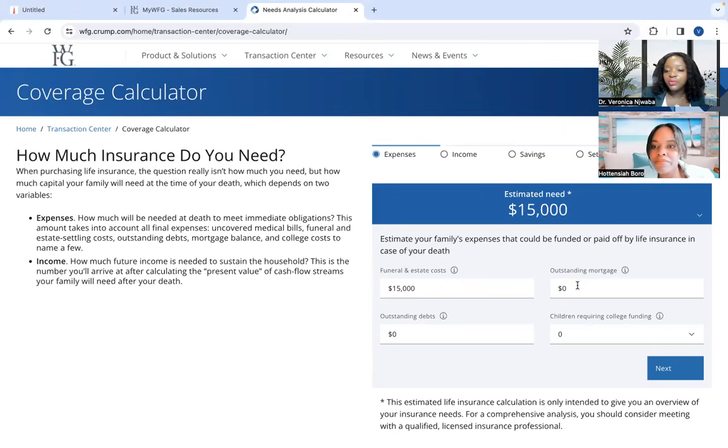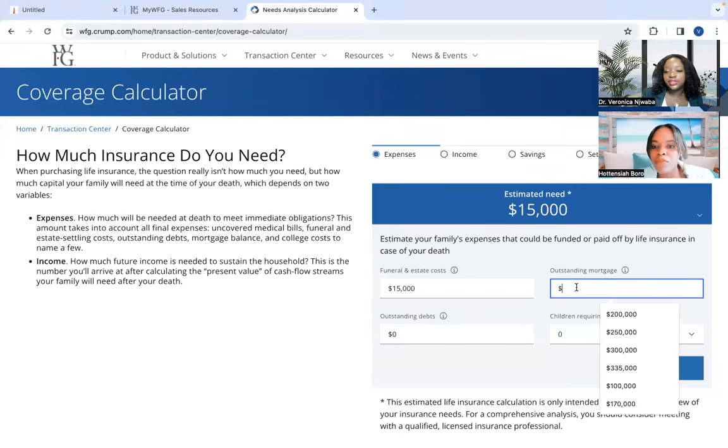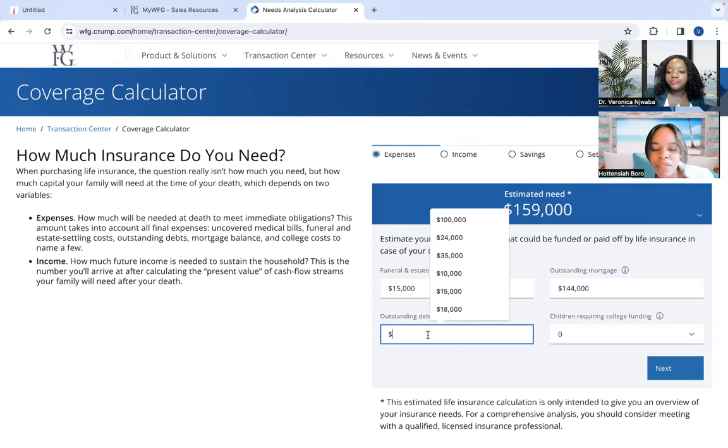Yes. How much do you have left to pay off your mortgage? I'll say 144,000. 144,000. What about debt, like student loans, car loans? I have a car loan and some credit cards. How much do you have left to pay off your car? 20,000. Okay. What about your credit cards? I'll say 4,000. What about student loans?